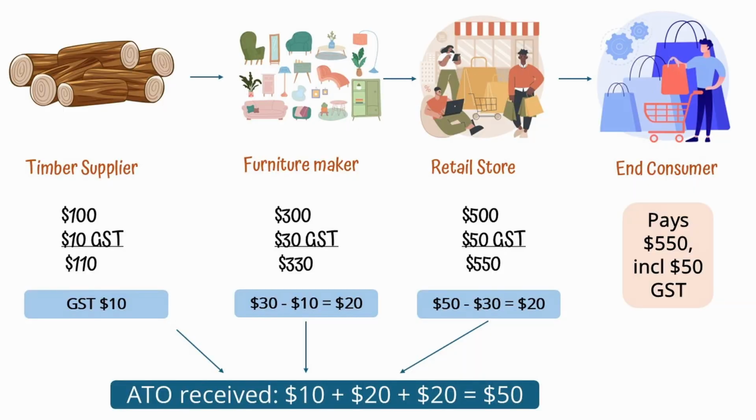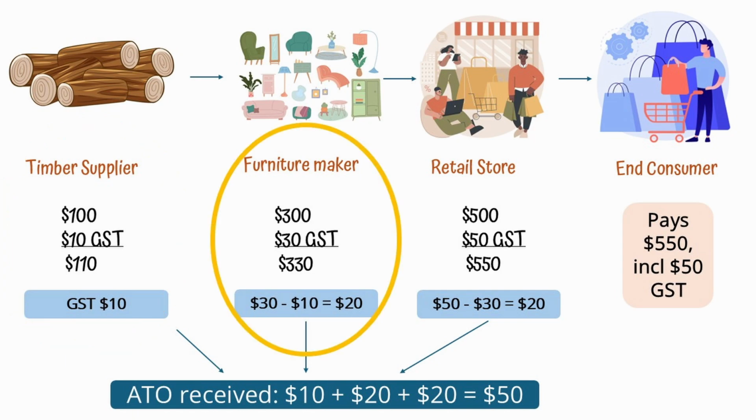Let's say a timber supplier sells timber to a furniture maker. The timber is $100 and the GST is $10. The timber is sold for $110. The timber supplier received $110, but the timber is only worth $100. The other $10 is GST. So the timber supplier gives $10 GST to the tax office.